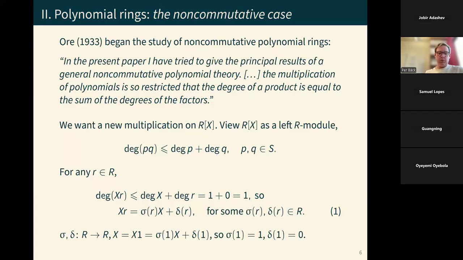I said in the beginning that we're only working over unital rings. So x should be equal to x times 1. And if I now compute x times 1 with this rule I have here, rule number 1, then that should be sigma of 1 times x plus delta of 1. And if I now compare coefficients between the left-hand side and the right-hand side, I have a 1 in front of x, so sigma of 1 should be 1, and I have no constant here, so delta of 1 should be 0. So that's a requirement for these maps sigma and delta in order for us to have a unital ring extension.